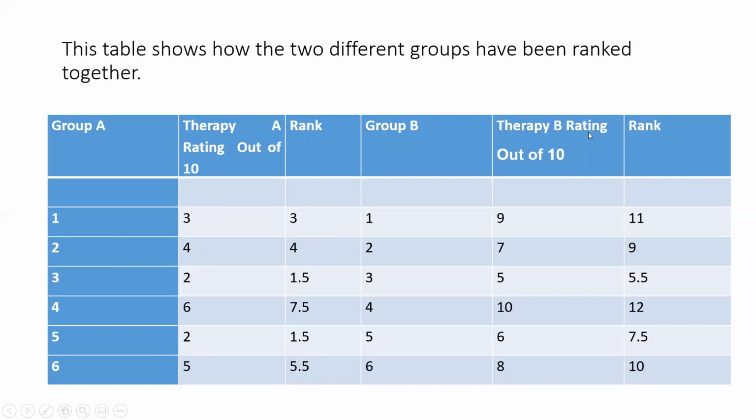And then therapy B, patient 1 in group B rated therapy B as 9 out of 10, and that rank is 11. The second patient in group B gave therapy B a rating of 7 out of 10, and this becomes rank 9. So the last column in the table shows the ranks for group B, who received therapy B.